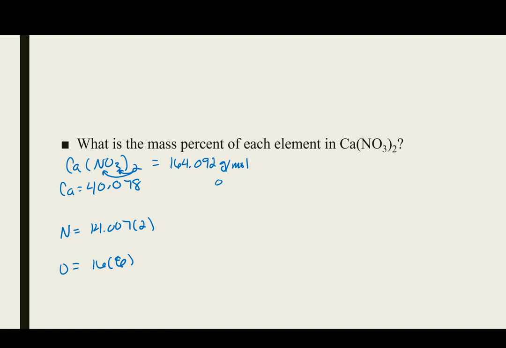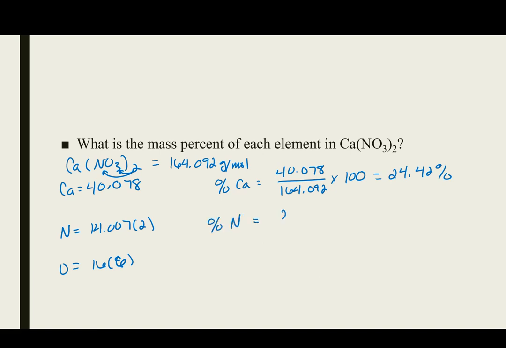So to find the percent of calcium, all I do is I take my mass of calcium in my compound, so 40.078, over my total, and multiply it by 100. There's not really sig figs with this. Sig figs come from measurement, and there was not really any measurements taken here. So we're just going to round to 2 decimals. So this one comes out to 24.42%. To find my percent of nitrogen, I do the same thing.